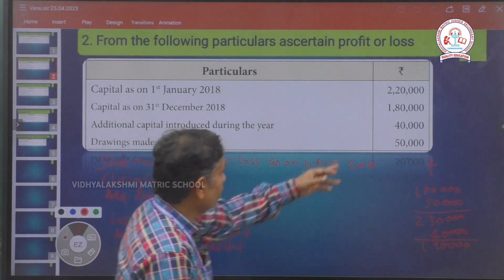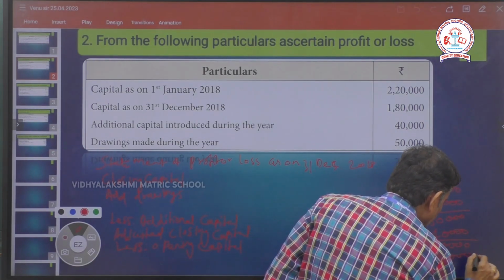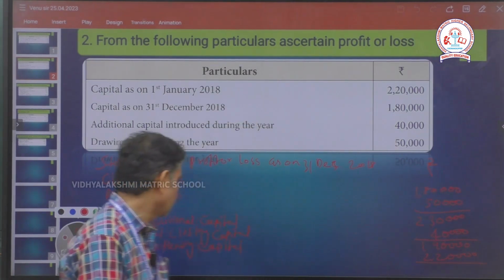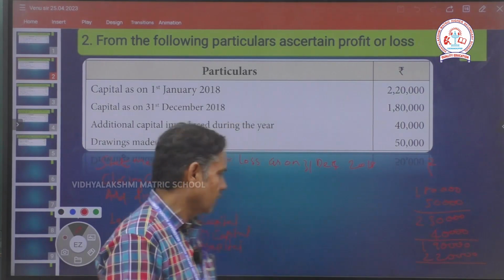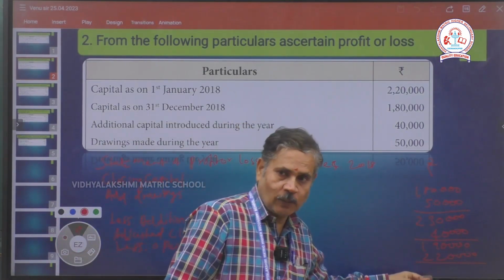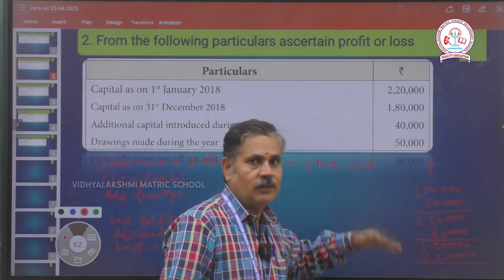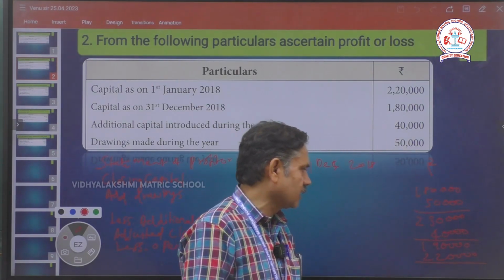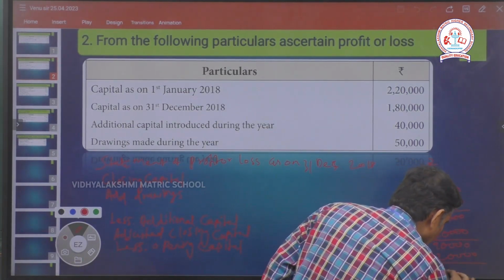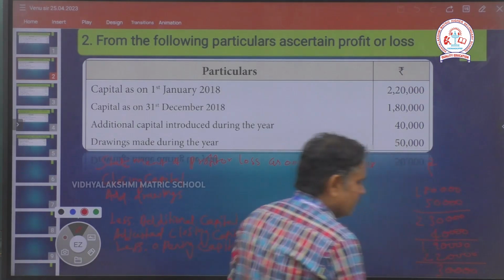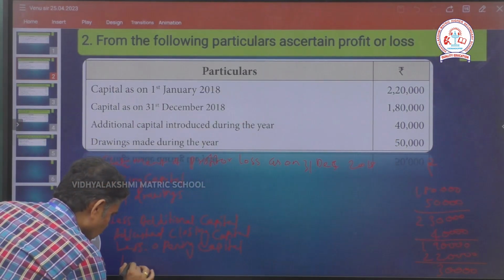What is the value given here for opening capital? 2,20,000. Now we will check it here. The adjusted closing capital value is 1,90,000, but the opening capital value is 2,20,000. So compared to adjusted closing capital, the opening capital value is more. So what is the difference amount? Here 20,000 plus 10,000, 30,000. So the answer is 30,000. This amount is loss during the year.